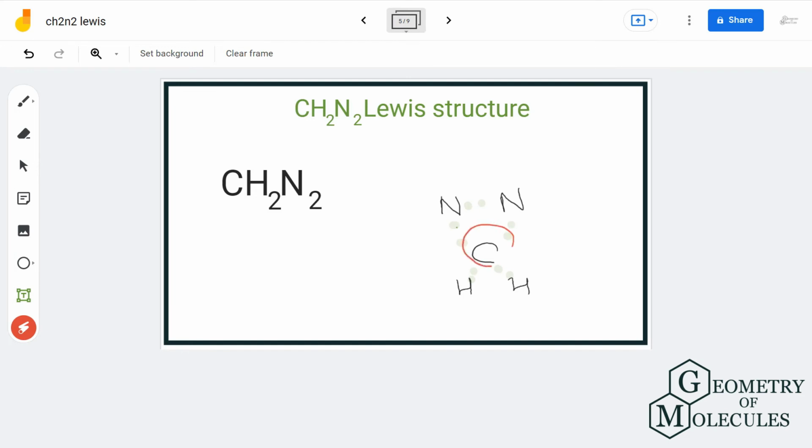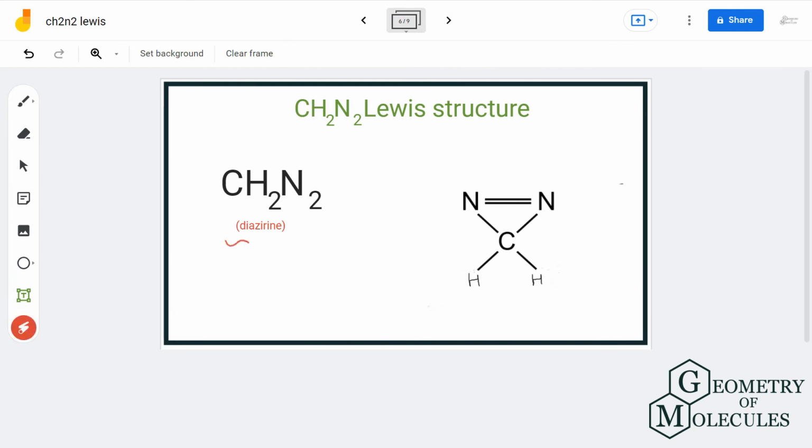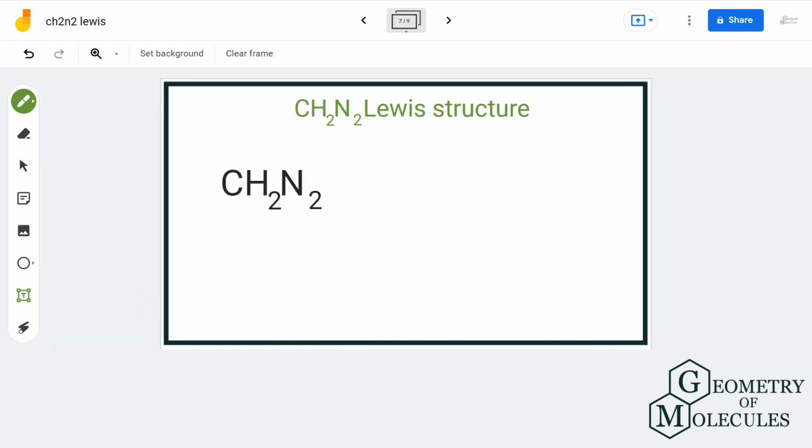As we can see, carbon atom has its octet completed. Remaining 2 nitrogen needs 8 more. But we have only 6 in our hand. So to overcome this problem, we will arrange 2 electrons in between nitrogen atoms and assign 2 electrons to each nitrogen atom. This is the third possible structure having formula CH2N2. The name of this compound is diazirine and this is its structure. Let us move on to the next possible Lewis structure having formula CH2N2.